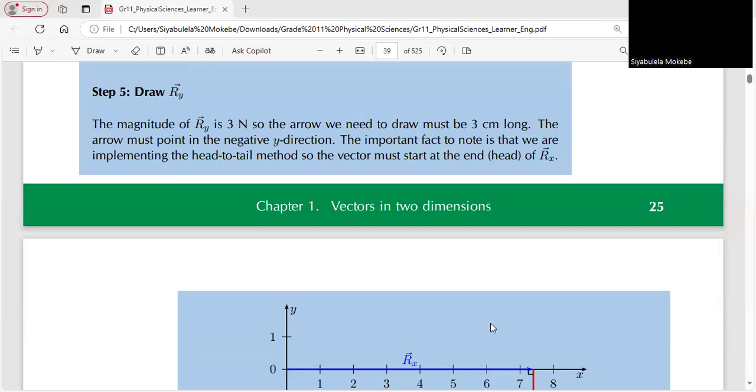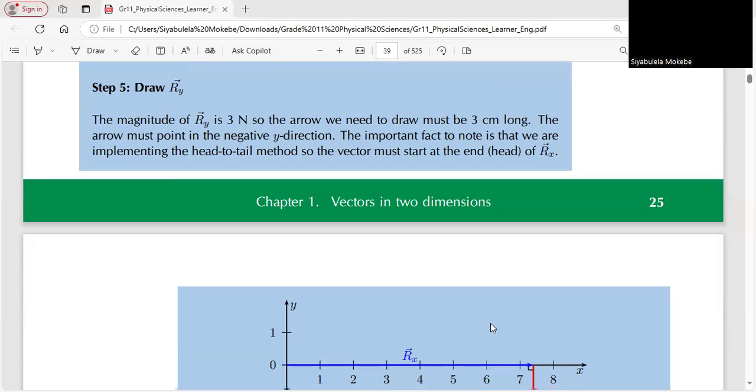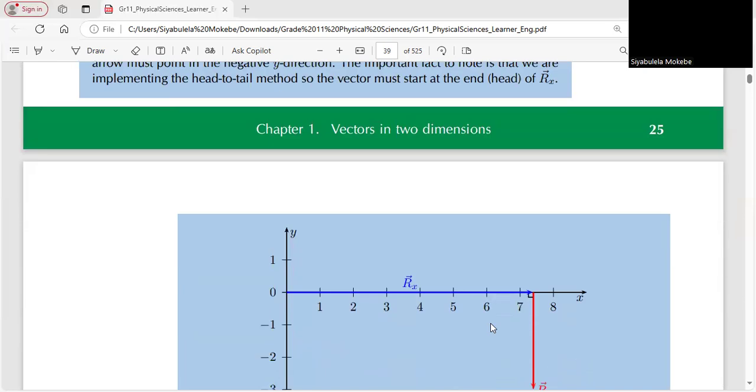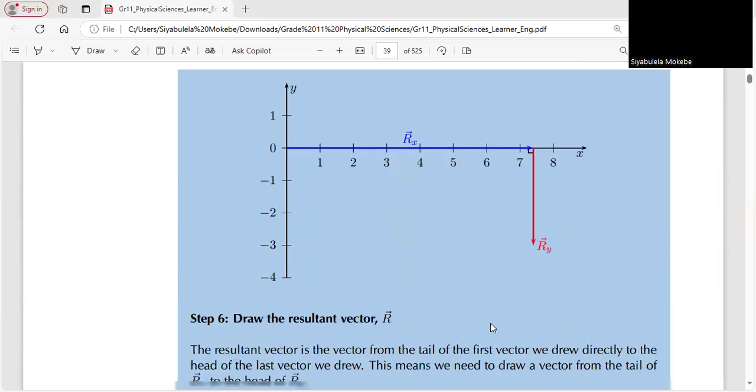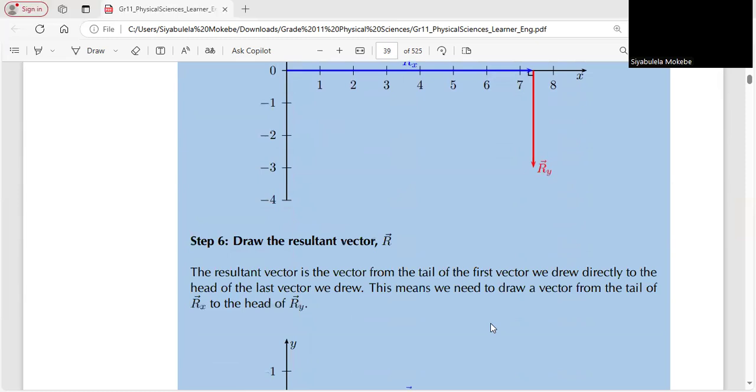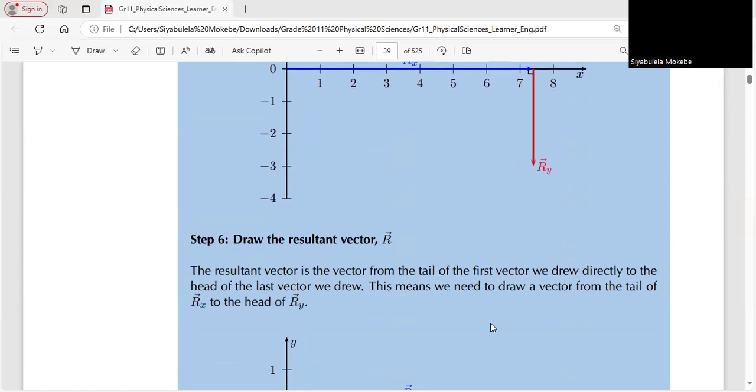The important fact to note is that we are implementing the head to tail method, so the vector must start at the end of Rx. The resultant vector is the vector from the tail of the first vector we drew directly to the head of the last vector we drew. This means we need to draw a vector from the tail of Rx to the head of Ry.